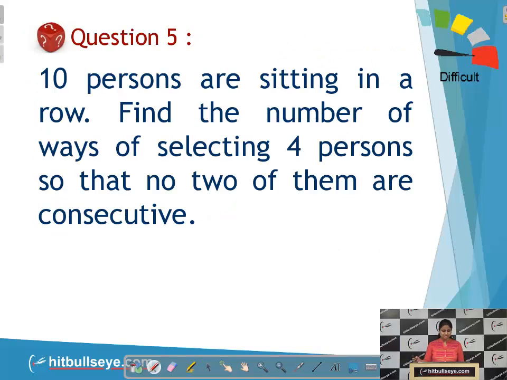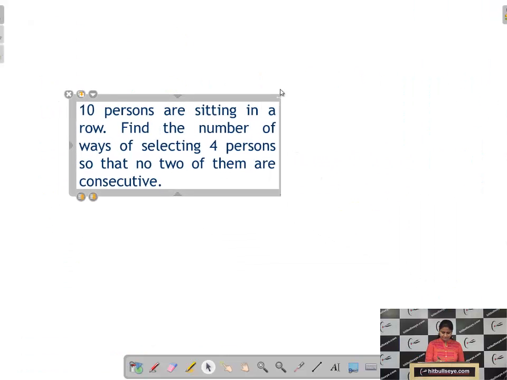Now the next question. 10 persons are sitting in a row. Find the number of ways of selecting 4 persons so that no 2 of them are consecutive. Very important question and tricky too.